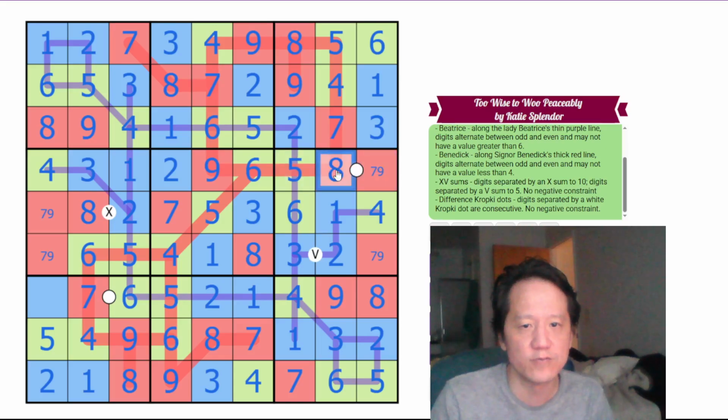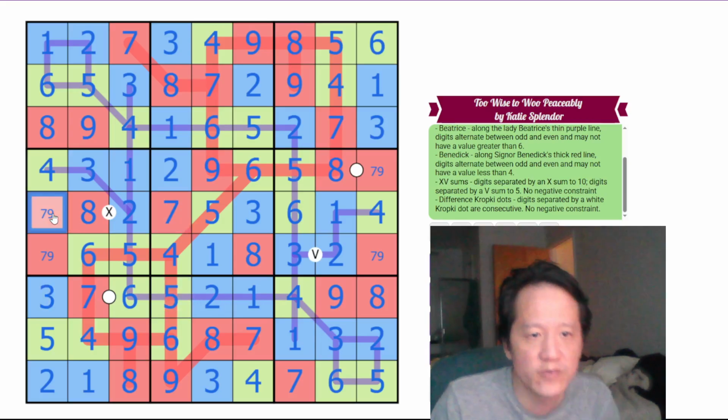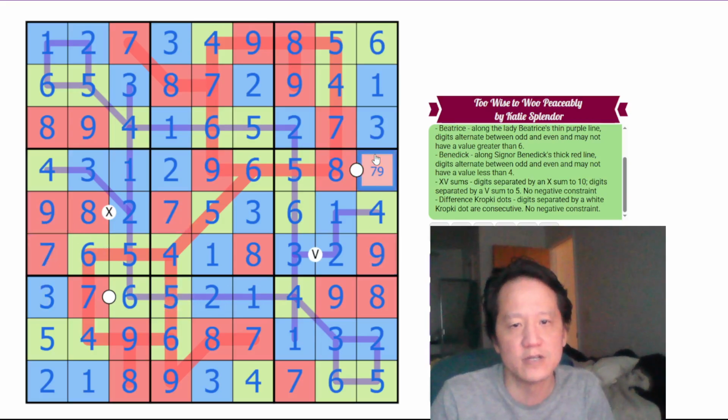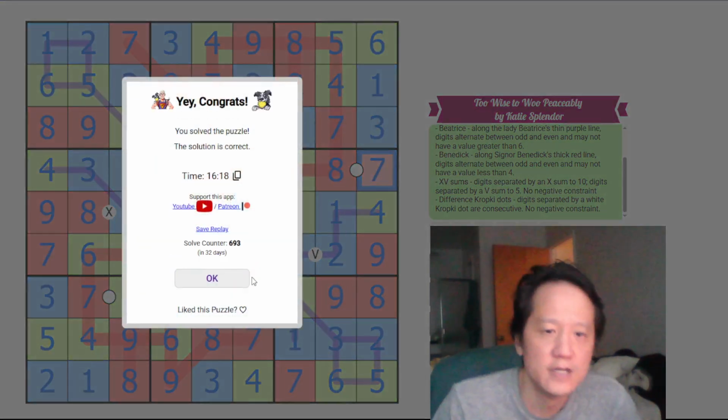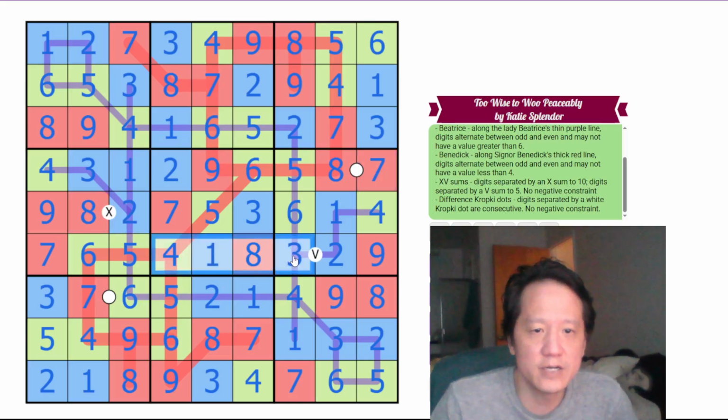This is consecutive. Well, that's already consecutive. This has to be a 3. The 7 eliminates 7 here, so it's 9, 7, 9, and 7. And that's how you solve this.